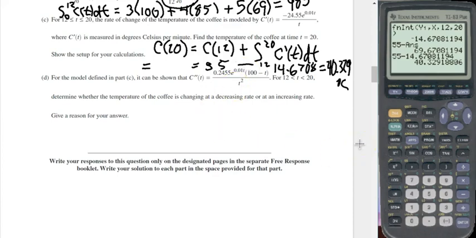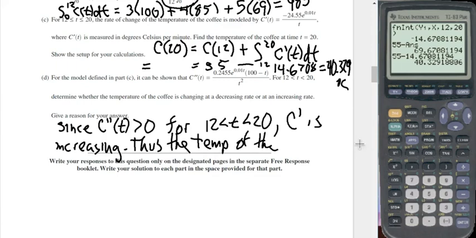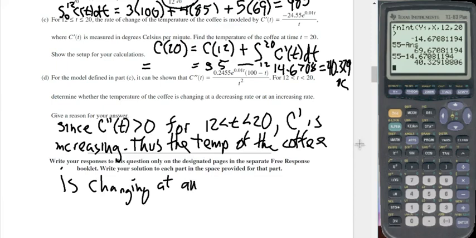So essentially, since c double prime of t is greater than 0 for 12 less than t less than 20, c prime is increasing. Thus, the temperature of the coffee is changing at an increasing rate.